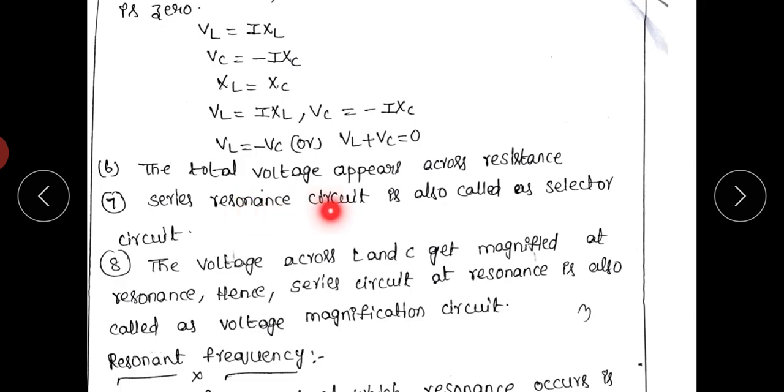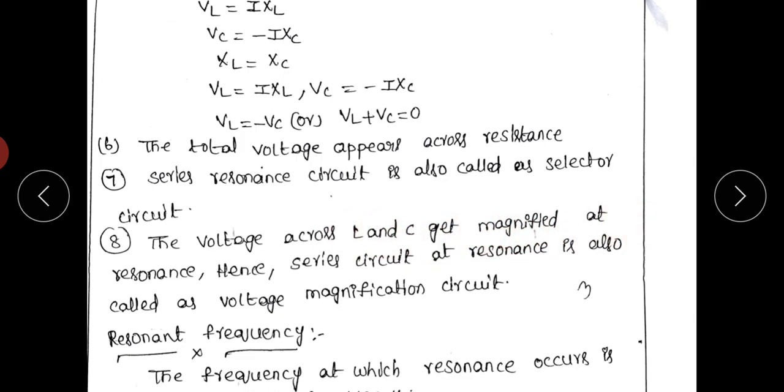So series resonance circuit is also called a selector circuit. The voltage across the inductor and capacitor gets magnified at resonance condition, hence the series circuit at resonance is called a voltage magnification circuit. So series resonance circuit is also called a selector circuit and voltage magnification circuit.